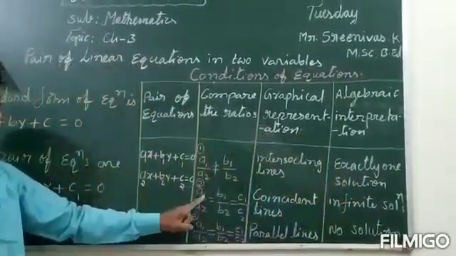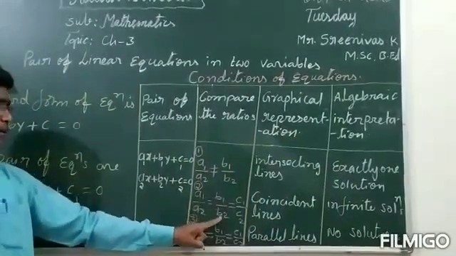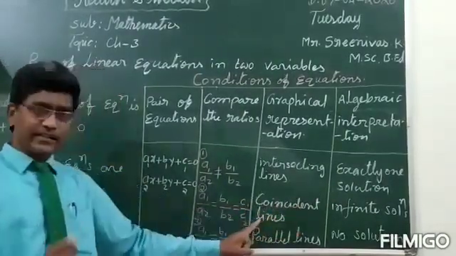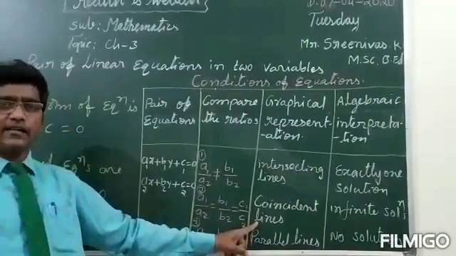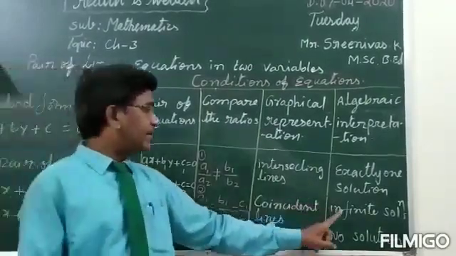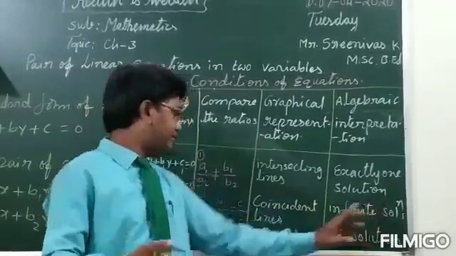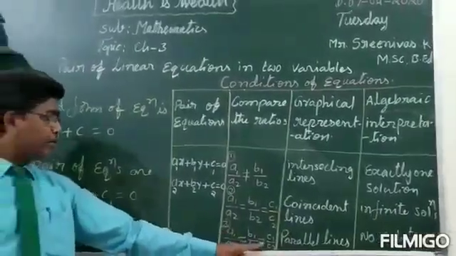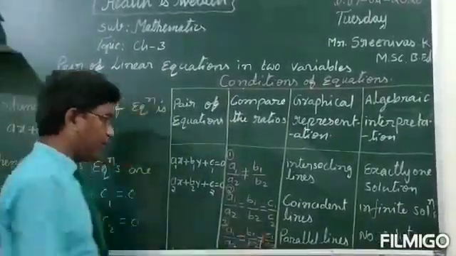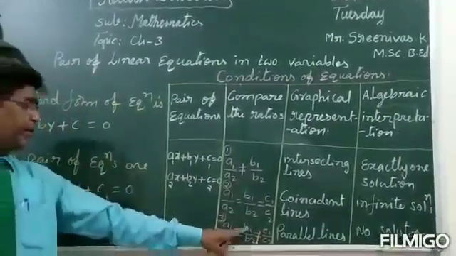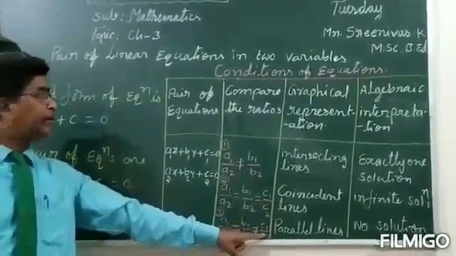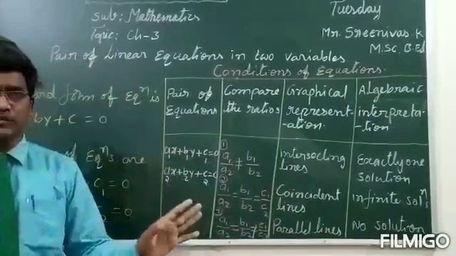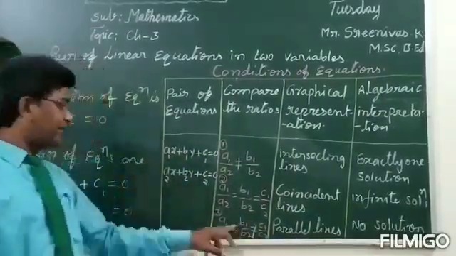For the second one, a1 upon a2 equal to b1 upon b2 equal to c1 upon c2, means all are equal. Then coincident lines, I mean one line coincident with the other line, overlapping lines. Here infinitely many solutions you will get. And see the third condition, a1 upon a2 equal to b1 upon b2, not equal to c1 upon c2. So here parallel lines means they never intersect. I mean no solution. So we are not going to solve this equation if you get this condition.